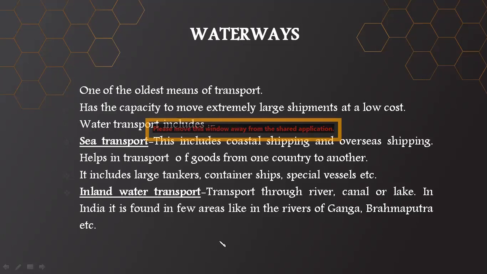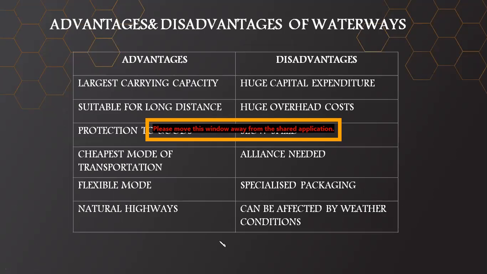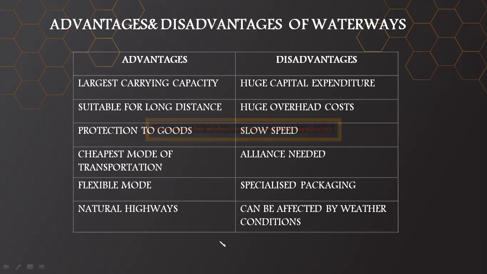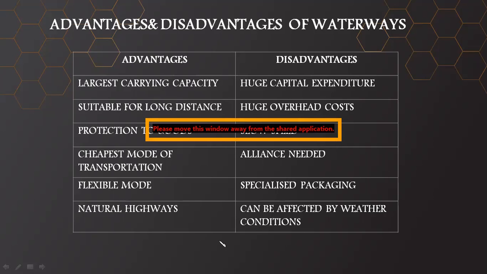Inland water transport is basically in domestic areas, like through rivers, canals, lakes, etc. Even now in many parts of our country, waterways are considered a very important mode of transportation. Again, advantages you can see: largest carrying capacity, suitable for long distance. It also provides protection to goods. It is the cheapest mode of transportation, and a flexible mode, because we can make changes according to our requirements if the situation demands. And just like airways, these are also part of natural highways. We are not again going to construct anything on the water body.